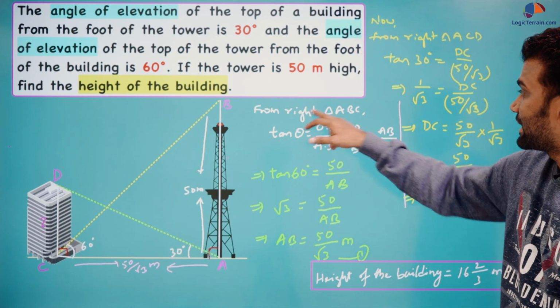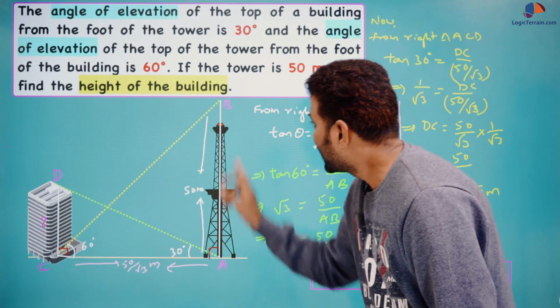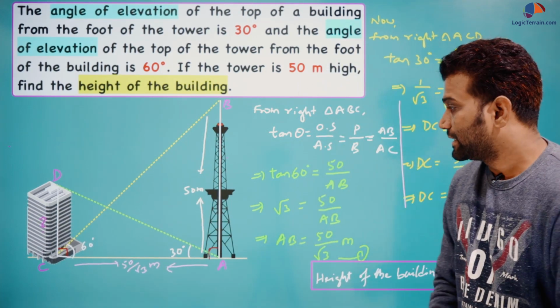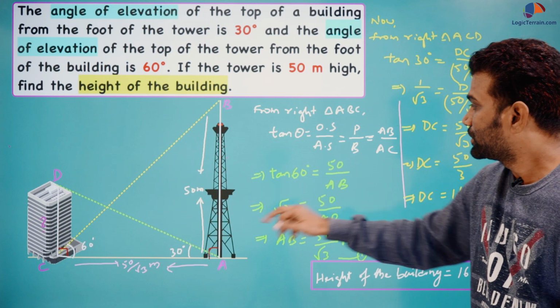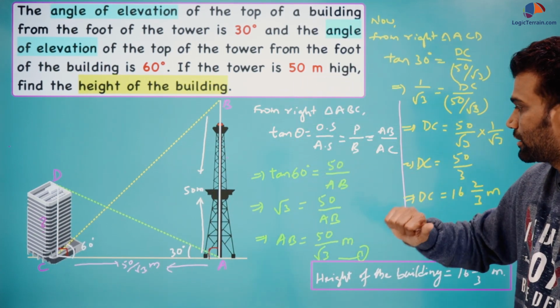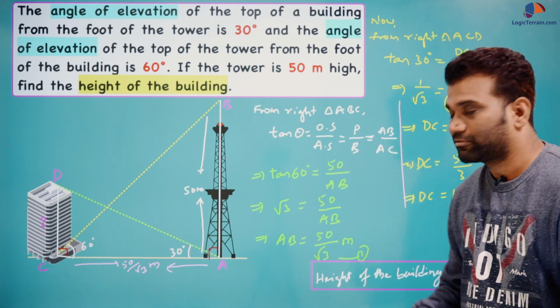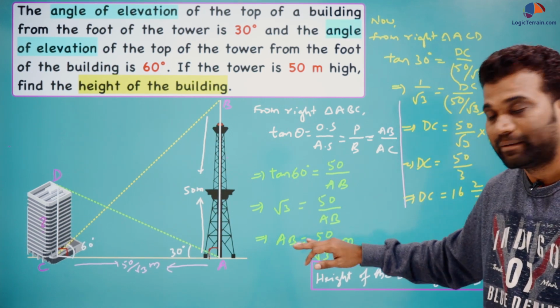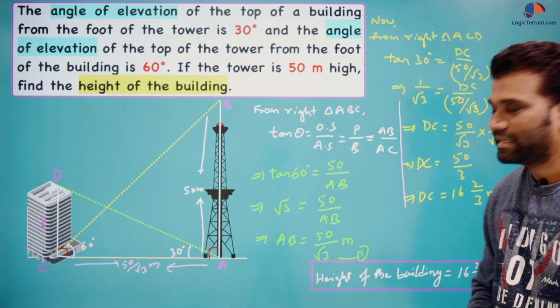So first, from right angle triangle ABC, tan theta equals opposite side upon adjacent side. Here theta is 60 degrees. We know the opposite side, that is 50 meters, and the adjacent side AC. Substituting all values, tan 60 degrees value is square root 3. And further simplifying, here we have got AC equals 50 upon square root 3 meters.